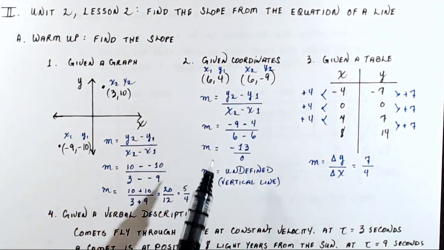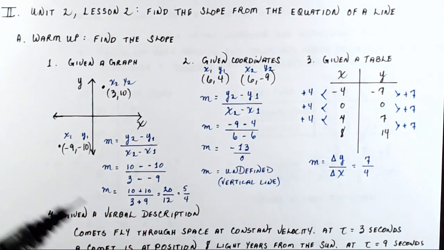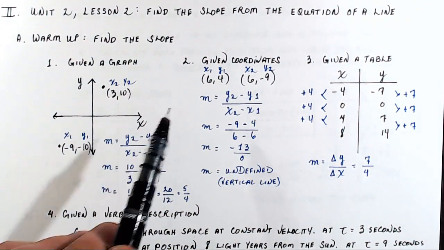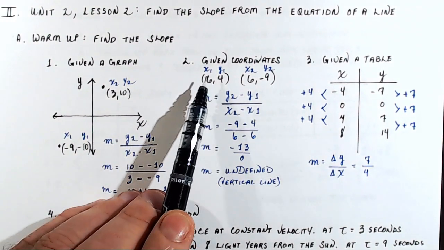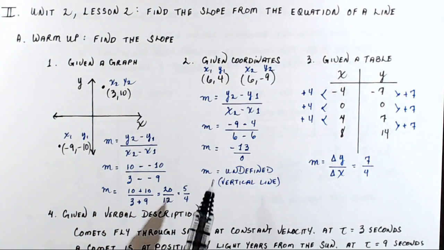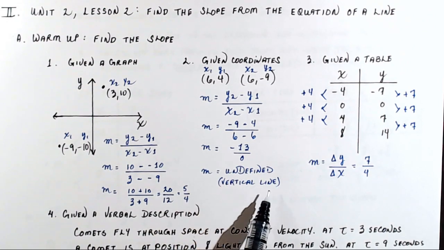Problem 2, given coordinates. You're given two coordinate pairs. Step 1 is to label those points x1, y1, x2, y2, and then plug them into the slope formula. And here we find that because these x values are identical, when we subtract them in the denominator, we get a 0, which is not allowed in mathematics, so m, the slope, is undefined, and this represents a vertical line.